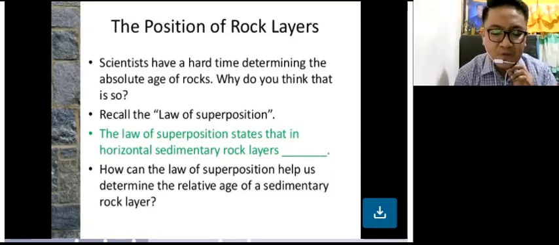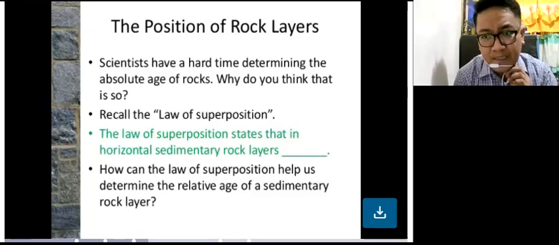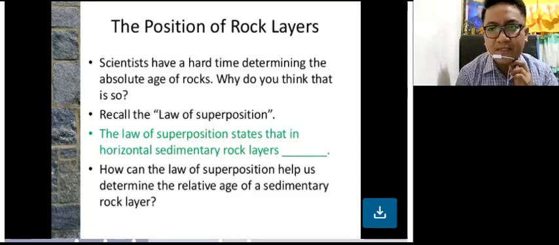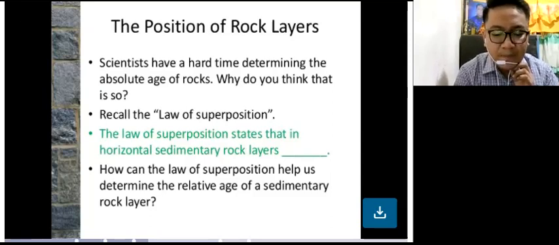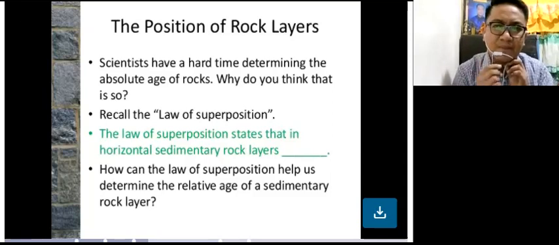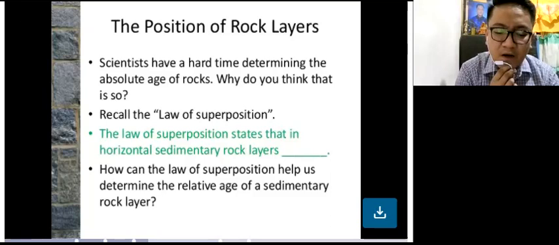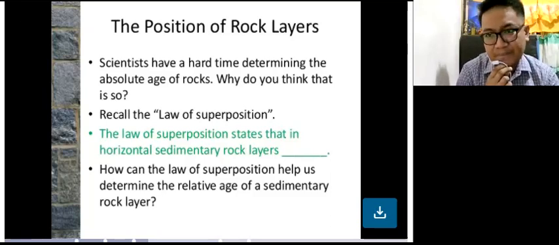So yun po yung na-identify natin sa ating law of superposition. The very basic sample po na meron po tayo sa ating law of superposition is the Grand Canyon. Very common na po tayo pag pinag-usapan po natin yung Grand Canyon. Alam na rin po natin yan. Tapos meron din po tayong pwede ma-identify po dito, yung tinatawag po natin law of cross-cutting relationship.